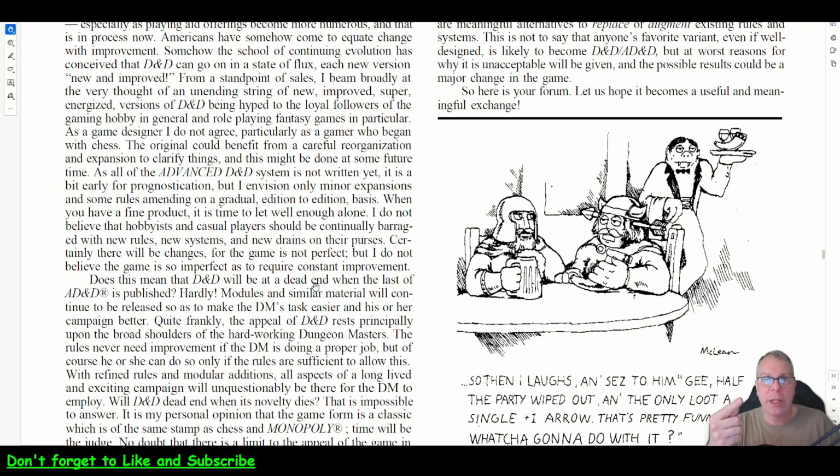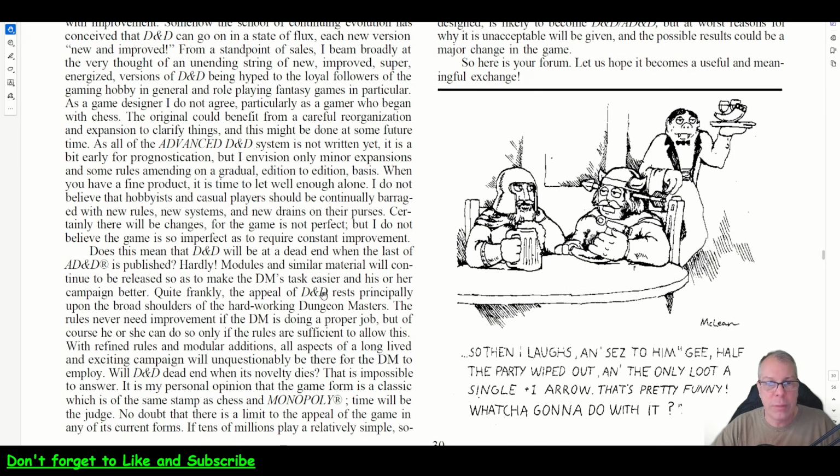And he's writing this letter to tell fans that if they want to continue with D&D, the original D&D that came out in 1974, they can, but he wants them to switch over to AD&D. Modules and similar material will continue to be released so as to make the DM's task easier and his or her campaign better. They never really released anything for D&D after the Monster Manual came out. Once the Monster Manual came out, it was all Advanced Dungeons & Dragons, all the adventures, everything. Quite frankly, the appeal of D&D rests principally upon the broad shoulders of the hardworking dungeon masters. So that's the people out there.